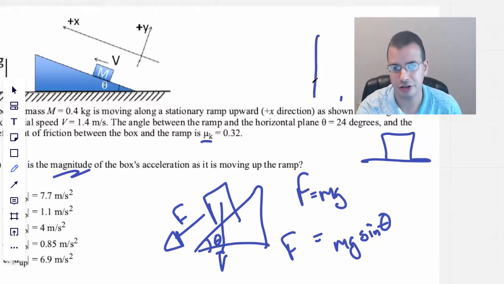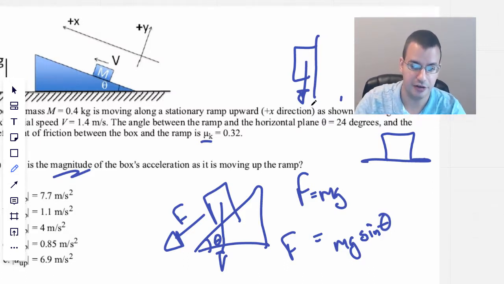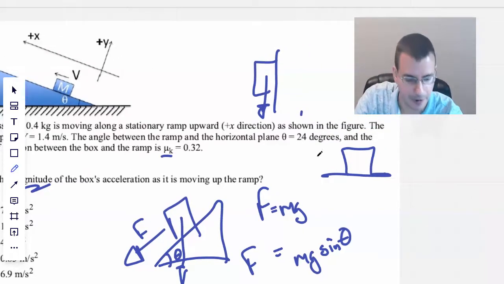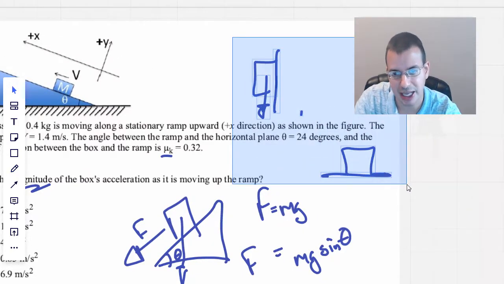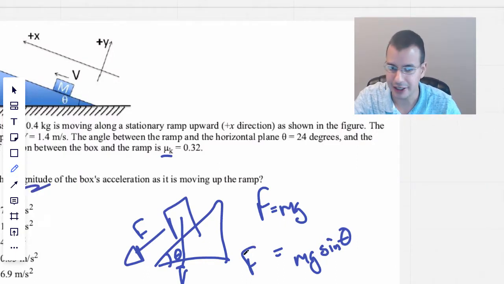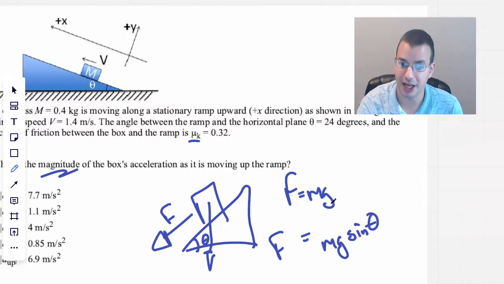Then you look at the other extreme, where you have a straight up and down ramp, and the box is going to fall down. It's going to fall at mg sine theta, where theta is 90 degrees. The sine of 90 degrees is 1, so that's basically mass times gravity, which makes sense. So looking at those extreme examples helps you get an idea of what is correct and what's not. Okay, so we've determined that the force pulling it down is mg sine theta.